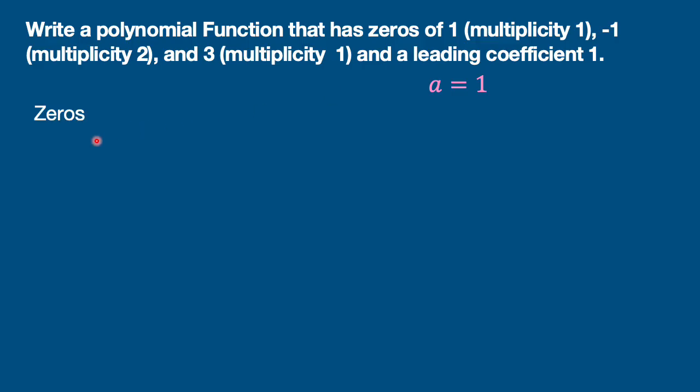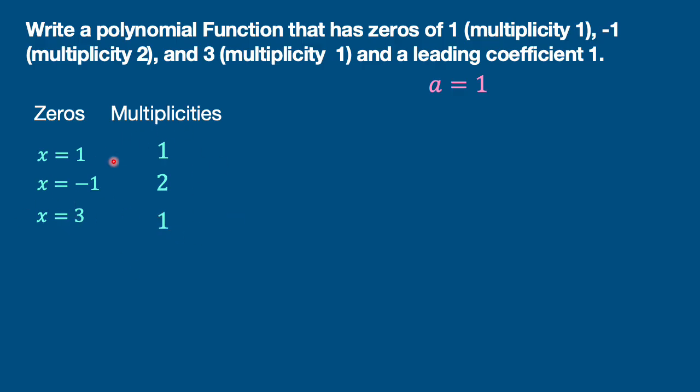So we have information of zeros and multiplicity. Zeros: x equals 1, multiplicity is 1. x equals negative 1, x equals 3. Each zero has a multiplicity. First, x equals 1, multiplicity is 1. x equals negative 1, multiplicity is 2. x equals 3, multiplicity is 1.